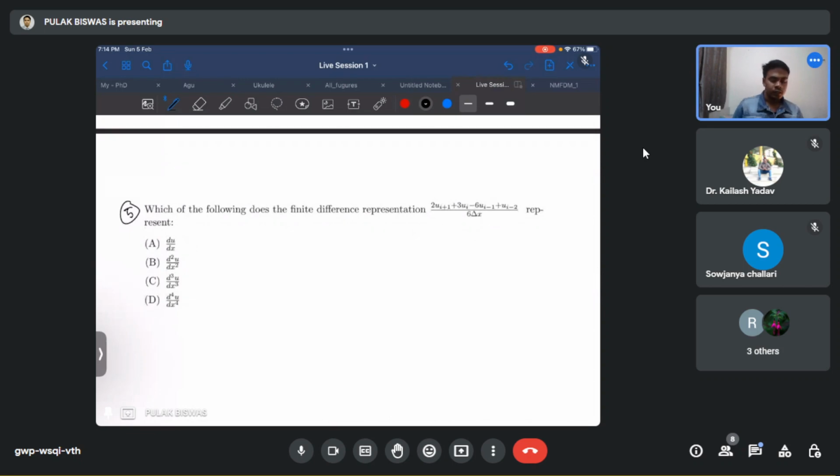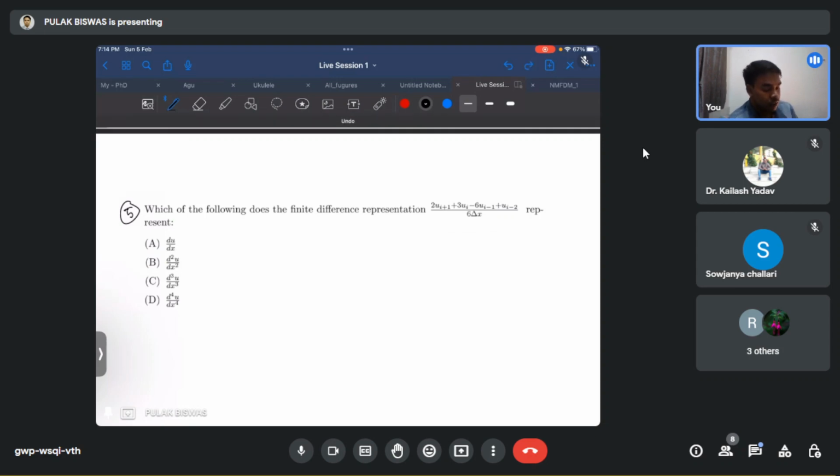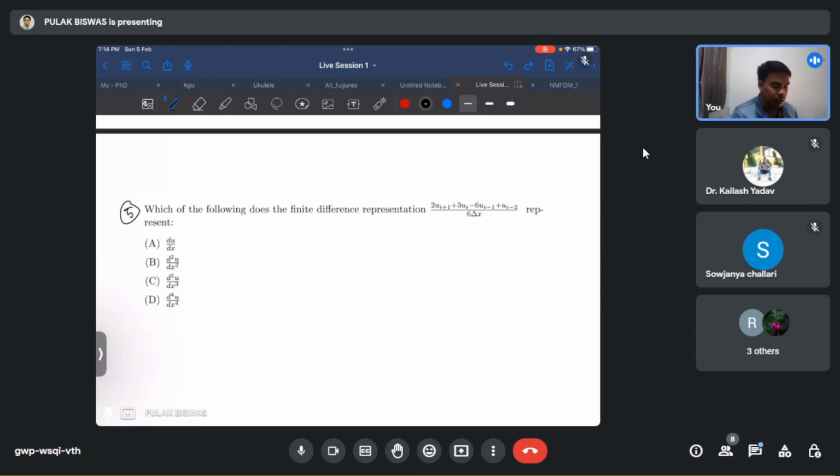So can I do this one again? Easier. How can we do this? Now we have to determine this is the finite difference representation for what? For which of these derivatives? How can we solve this problem? Any idea?